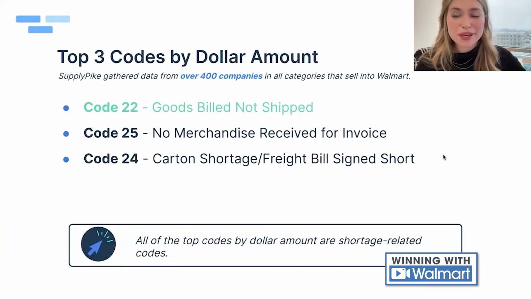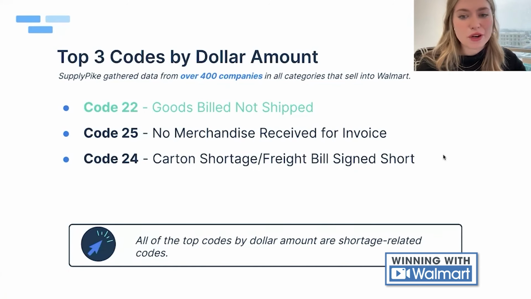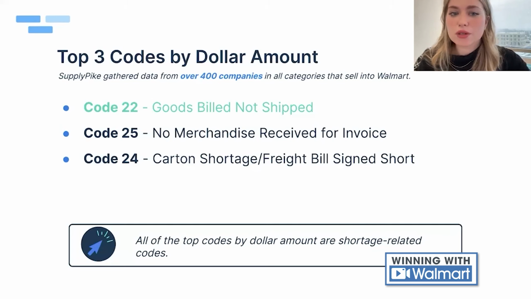Here are the top 3 codes by dollar amount. Like I said, shortage deductions are very common. We've gotten this data from quite a few different suppliers, and the number one code that we see is code 22, goods billed not shipped. Code 25 is saying that they didn't receive any of the merchandise for that invoice. So that means they didn't receive anything on that purchase order that was actually invoiced.